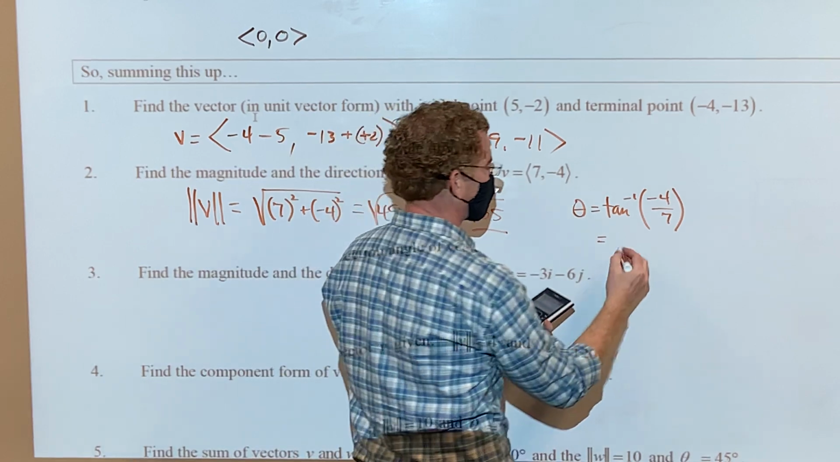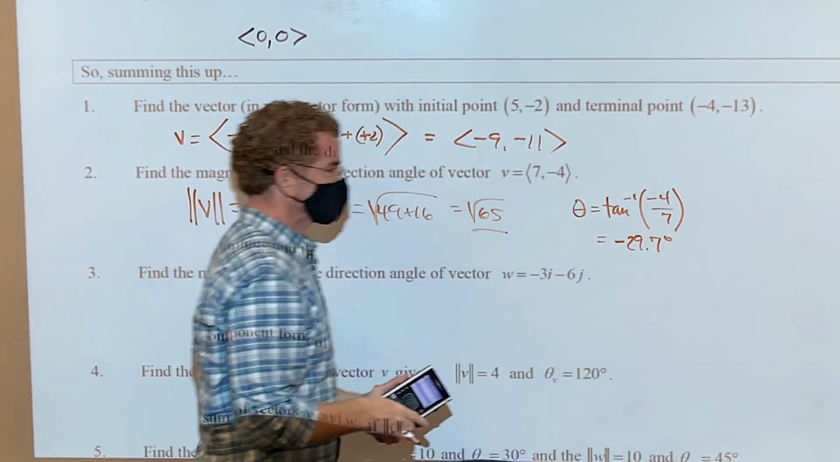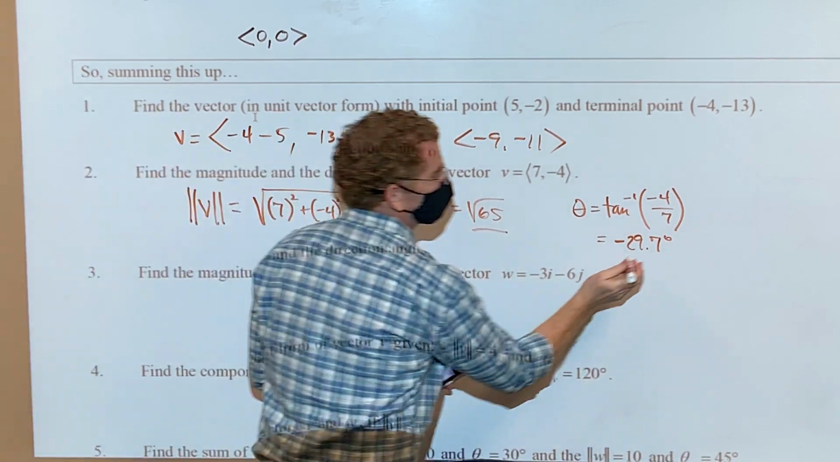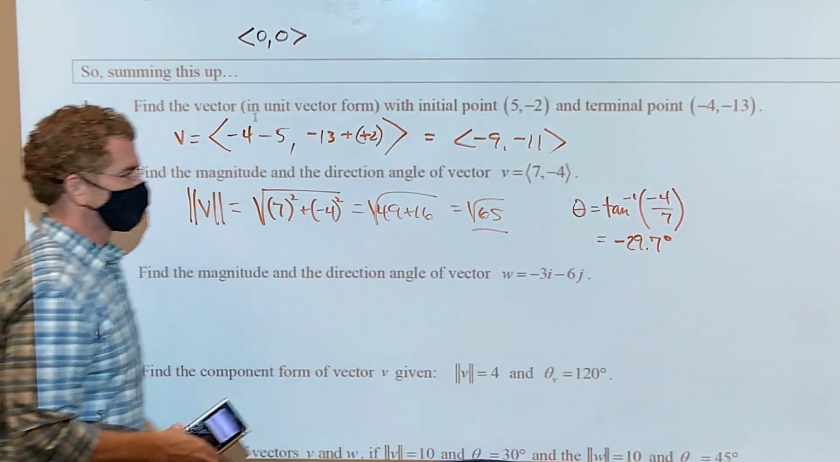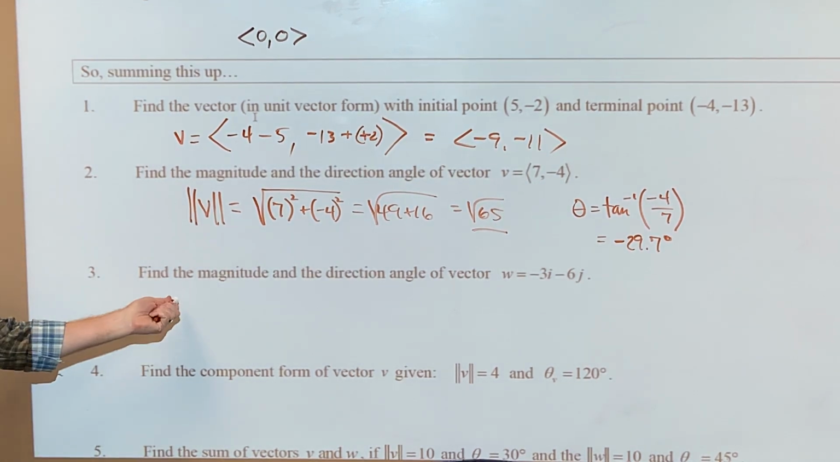So -29.74, I'll just call it 0.7. But just round to whatever it tells you to round. And I don't need to add 360 to that to make it positive. That's totally fine. Okay? And then I'm going to scroll up here for number 3.